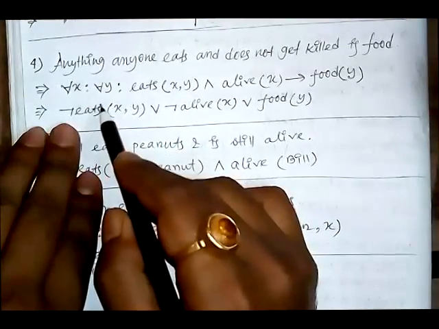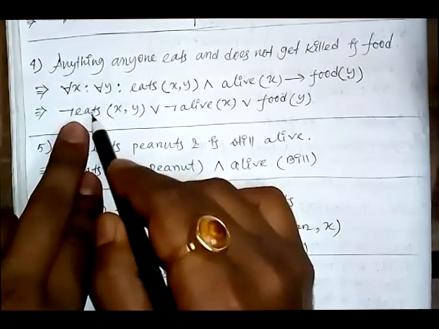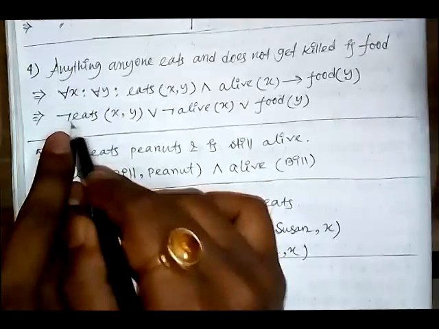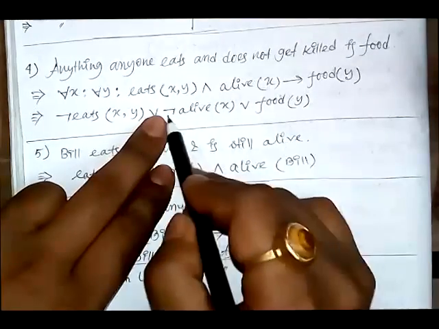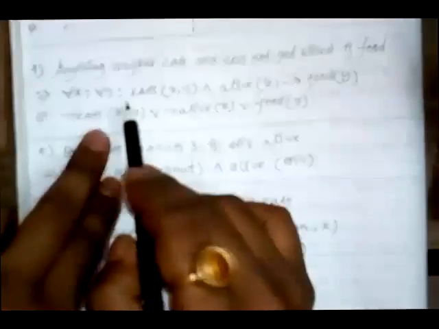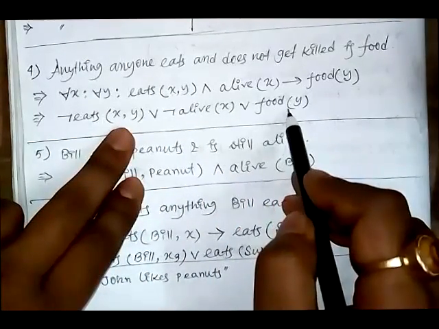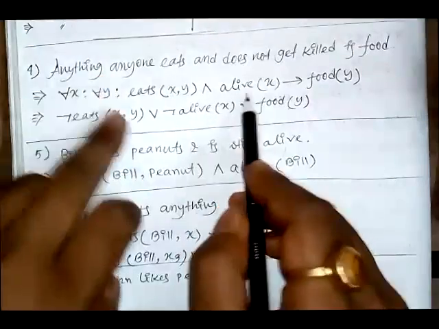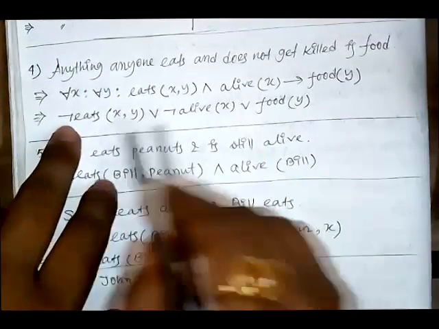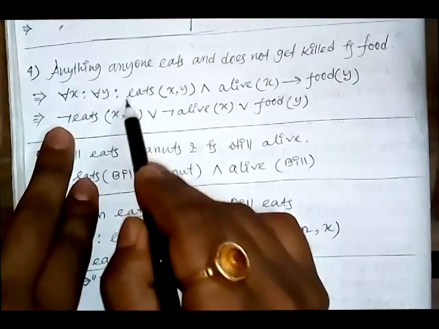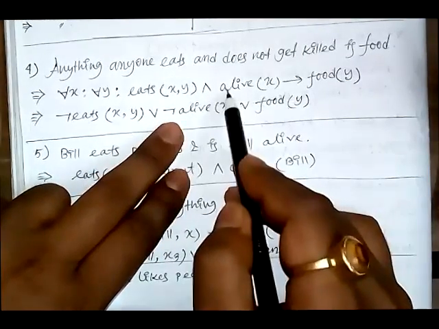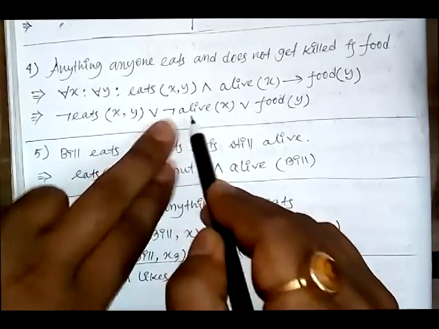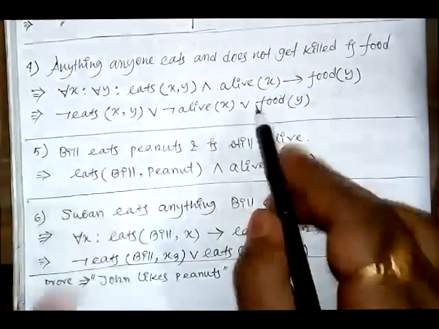Whenever we convert it into clause form, it is like not eats x y, or not alive x, or food y. Whenever negation is applied over this, it will be not, and when negation is applied to and, it will be or, and negation applied over alive gives not alive, right?